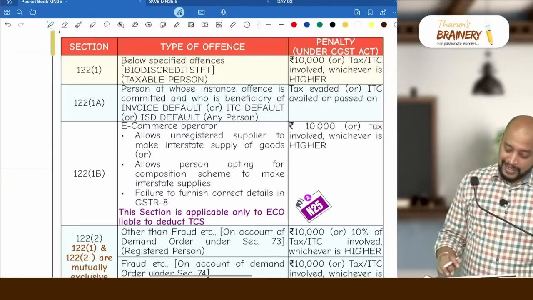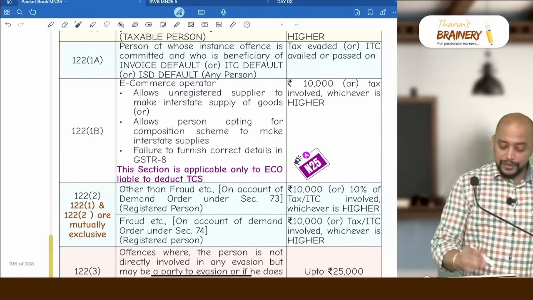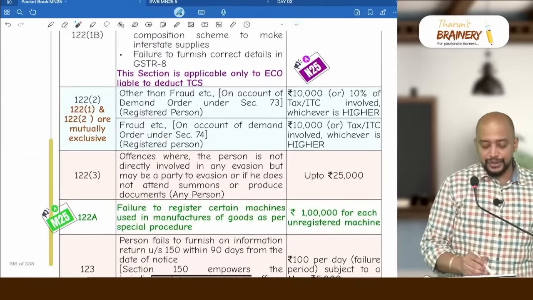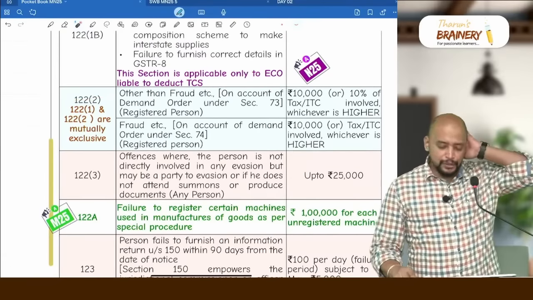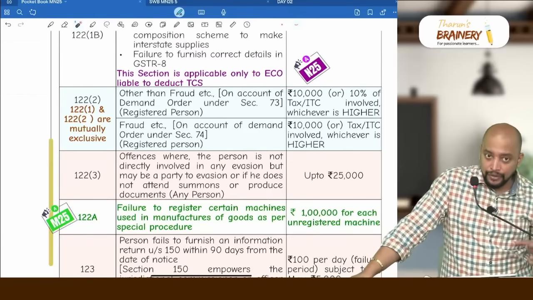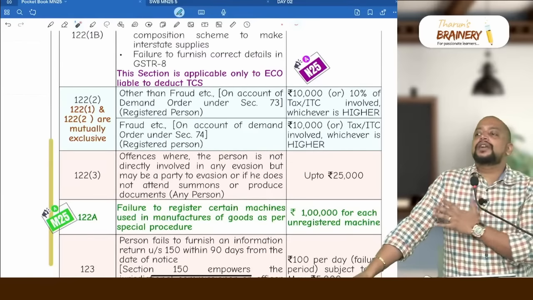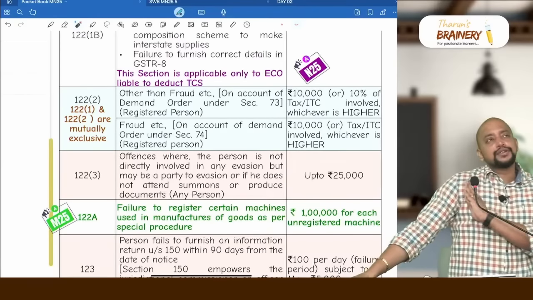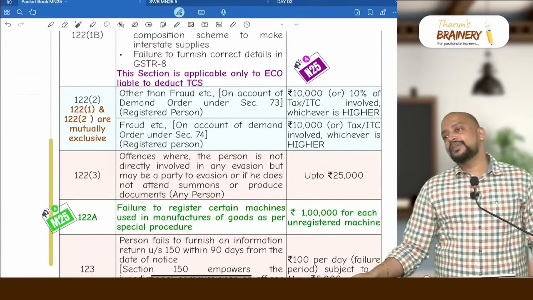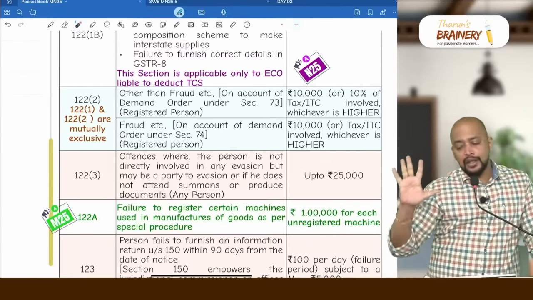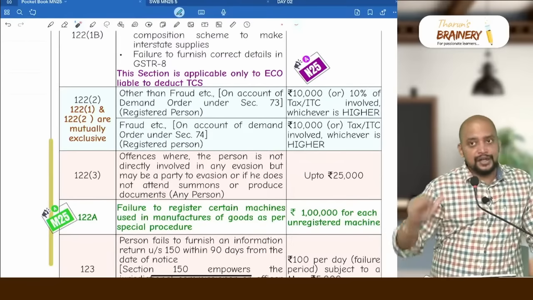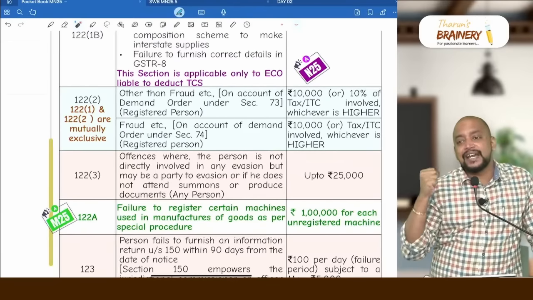Then next one, 122 1B, you understood na? Next, 122 subsection 2. 122 subsection 2 will come into picture only when there is demand and recovery under 73-74. If the demand and recovery is not invoked under 73-74, then 122 subsection 2 penalty will not come. So 73-74 comes into picture in 5 situations. Number 1, non-payment of GST, short payment of GST, wrong availment of ITC, wrong utilization of ITC, and erroneous refund.